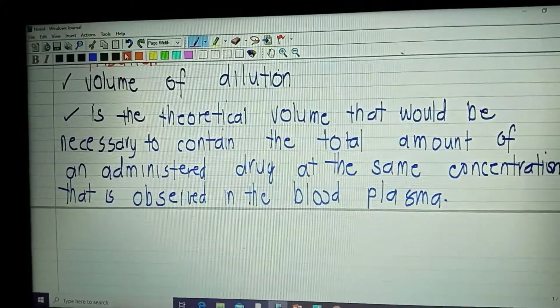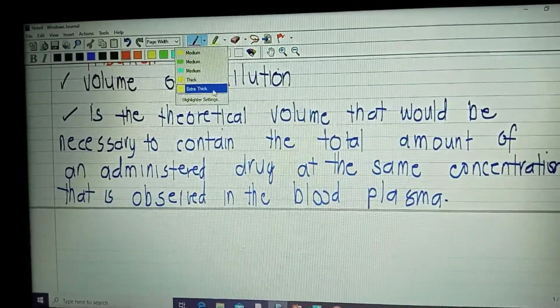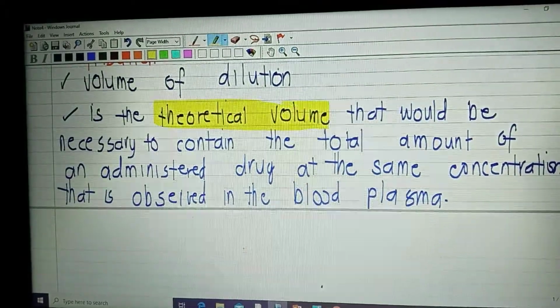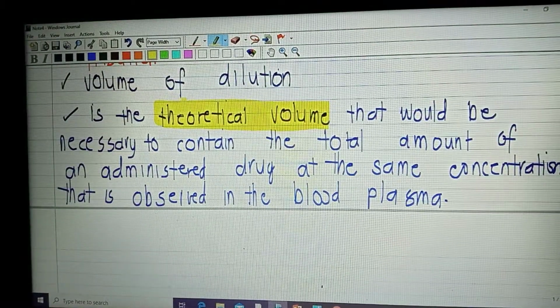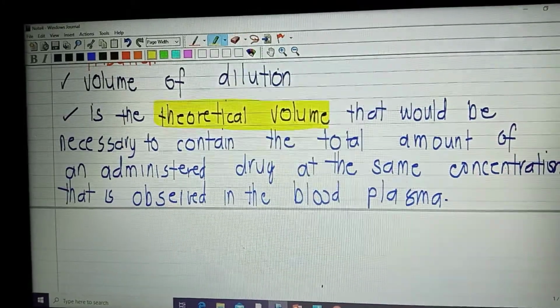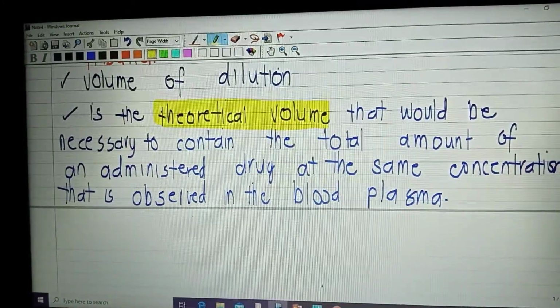So again, it is the theoretical volume. That is why it is called an apparent volume. It would be necessary to contain the total amount of an administered drug at the same concentration that is observed in the blood plasma. In other words, class, your VD, or volume of distribution, is the ratio of the amount of drug in the body to the concentration of the drug that is measured in blood, plasma, and unbound in interstitial fluid. What does that VD mean?